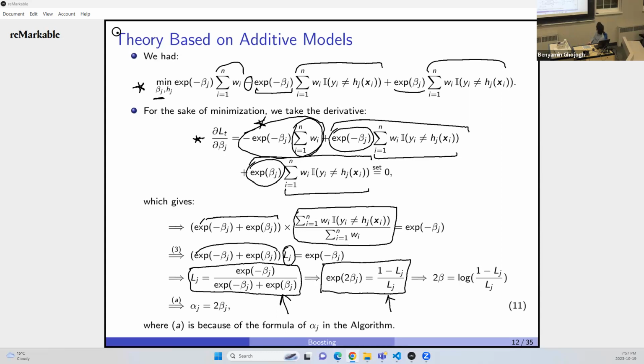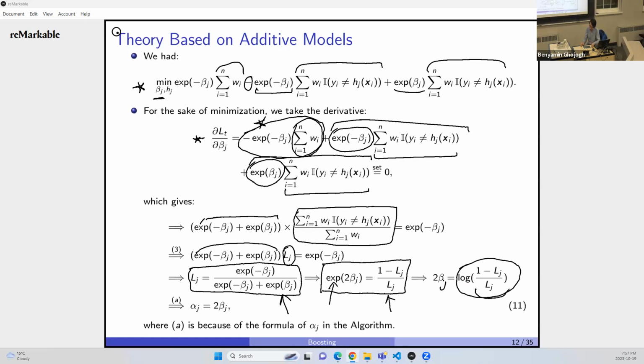Okay. Now I have the exp operator, the exponential operator. It's a pain in the neck. What is its opposite operator? Logarithm. So take the logarithm of both sides. Then you will have 2 beta j equals log of this, right? Log of the right-hand side. Okay. What was this? Do you remember? The right-hand side.